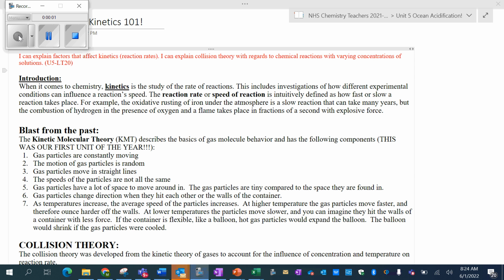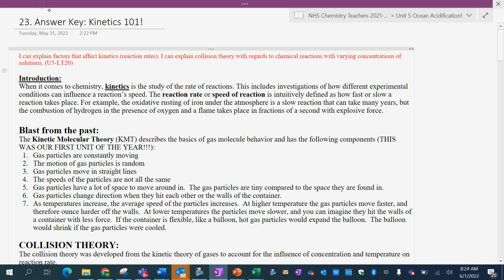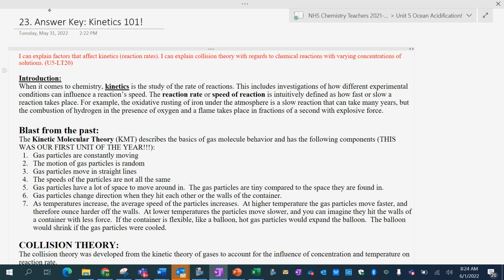All right, if you missed the kinetics lesson, we are going to review it now. So the learning target is: I can explain factors that affect kinetics, reaction rates. I can explain collision theory with regards to chemical reactions with varying concentrations of solutions.